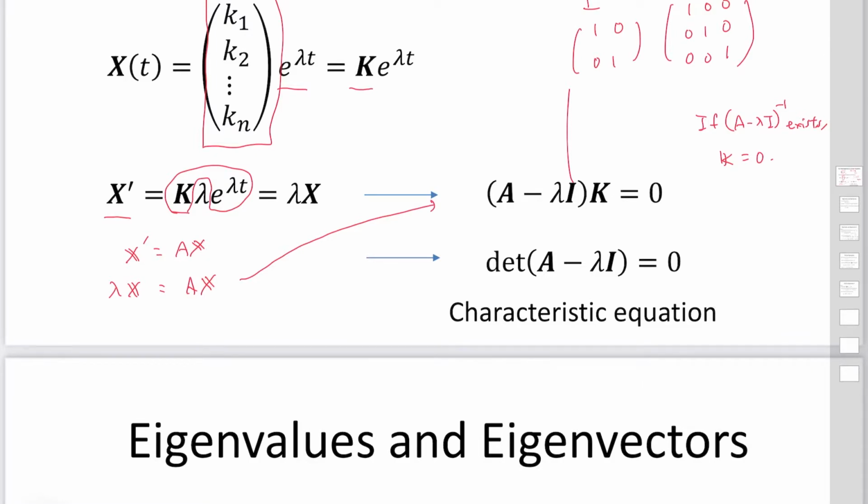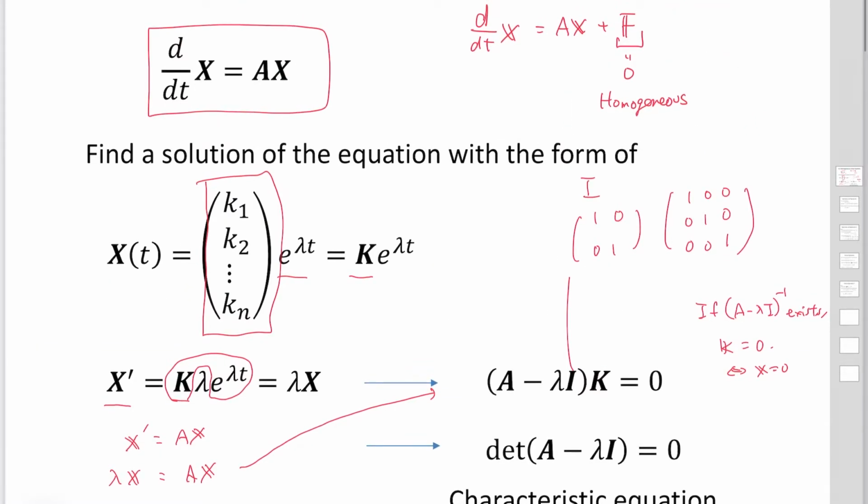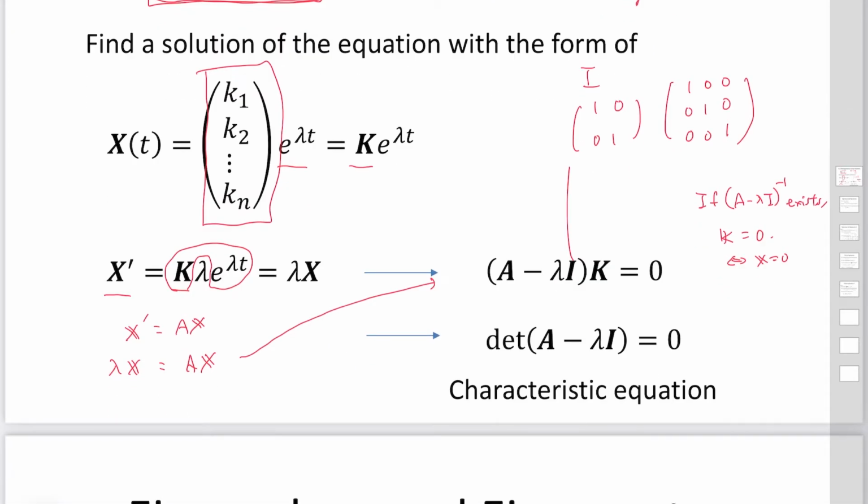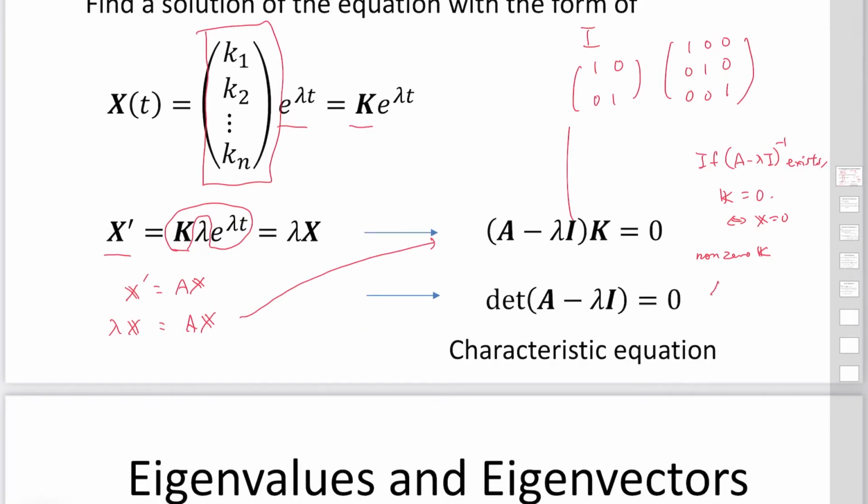But K equals 0 means this is equal to x equals 0. Of course, this is a solution of the given homogeneous linear system, but we are not interested in such trivial solutions. Therefore, in order to have non-zero K, the inverse of the matrix A minus lambda I must not exist. So this means the determinant of A minus lambda I needs to be 0. This is the equation to determine lambda, and we call lambda the eigenvalues.